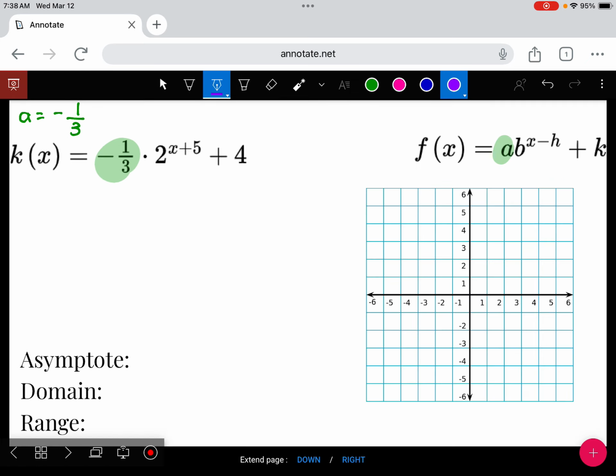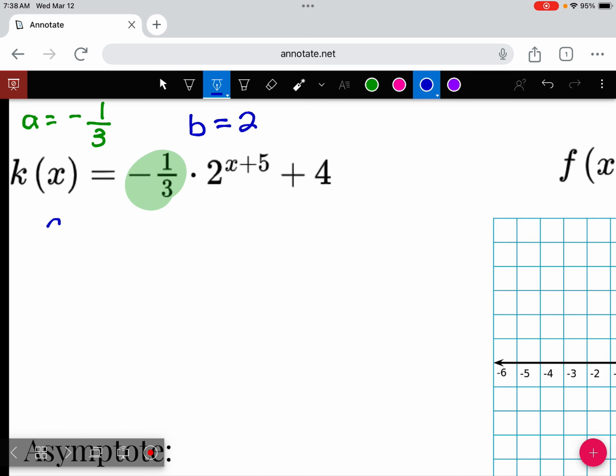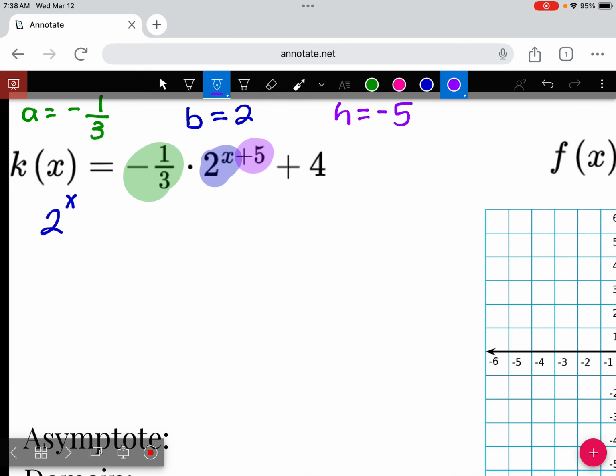What else do we see up here? Our b is going to be that 2 to the x. Good. That's our parent function. That's where we start. Our base is 2. So our parent function is going to be that 2 to the x. What else we got? H is -5. Good. It always gets that opposite sign of the expression we see there. So which direction do we expect this thing to move? Left.